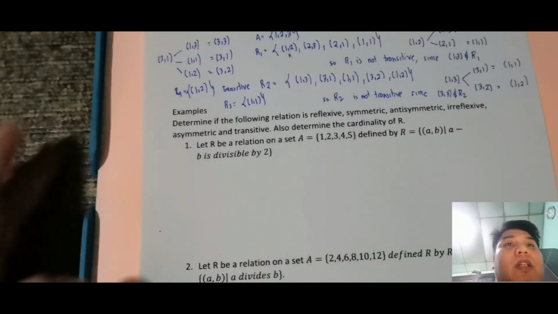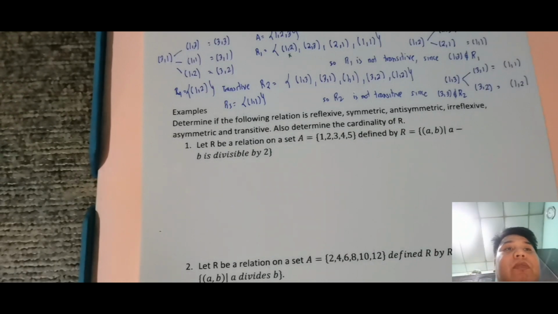Okay, so I have examples here. What we will do is list out R first, and only then decide whether it is reflexive, irreflexive, symmetric, anti-symmetric, asymmetric, and transitive. Okay? This is the technique. Don't evaluate A cross A, especially with givens like 1, 2, 3, 4, 5. That is already 25 pairs. Right? So let's start. Determine if the following relation is reflexive, symmetric, anti-symmetric, irreflexive, asymmetric, and transitive. Also, determine the cardinality of R.